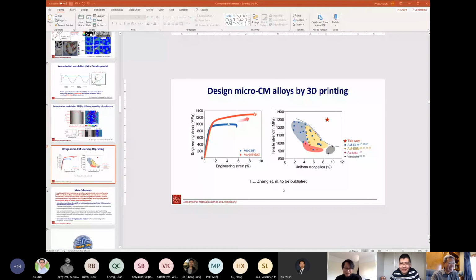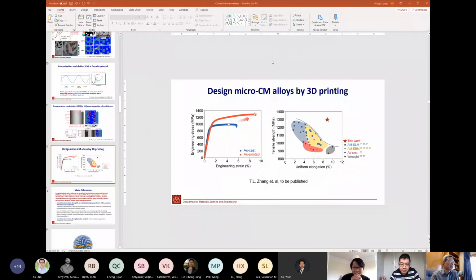Yeah, thank you. That's brilliant. This is kind of learned from the concentration modulation for regulated martensitic transformation we had in the shape memory alloys. So we try to use it in those systems.